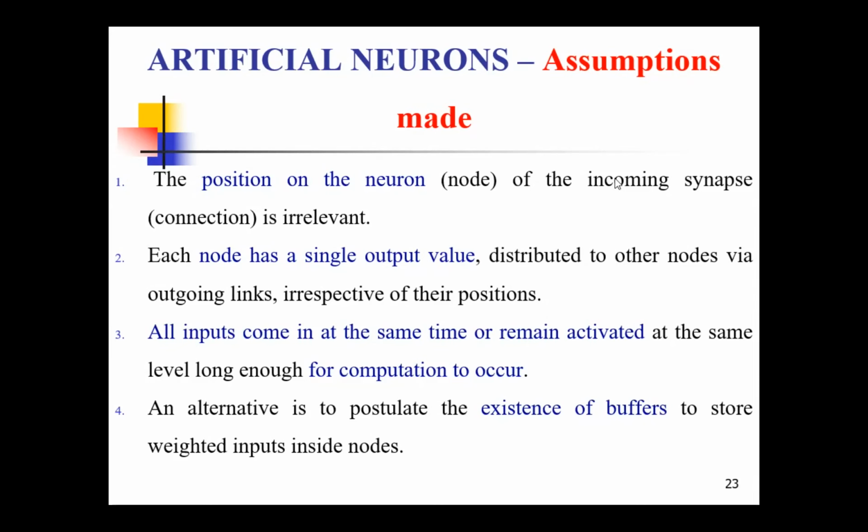In this case, an alternative is to postulate the existence of buffers. The buffer is nothing but a temporary memory to store the weightage that we are going to provide to the inputs. Based on those inputs, we are going to analyze and get the propagation function values. So these weights will be kept in the buffers and subsequently can be used.